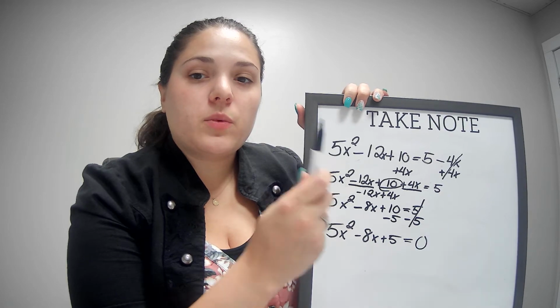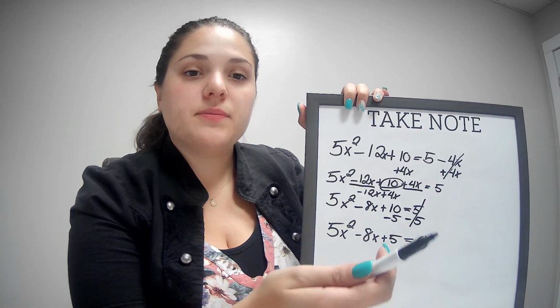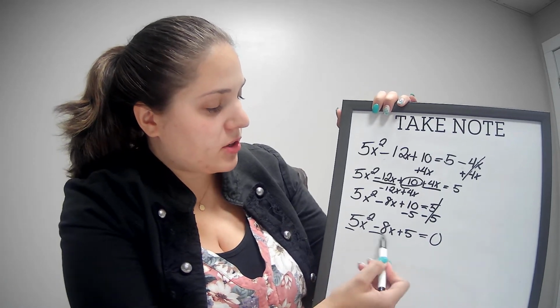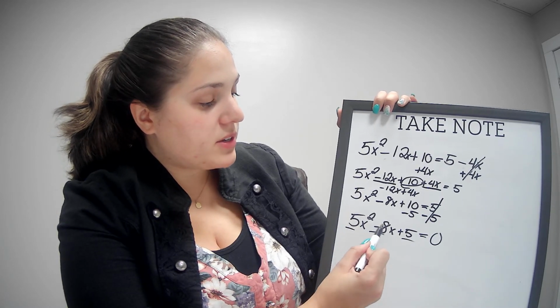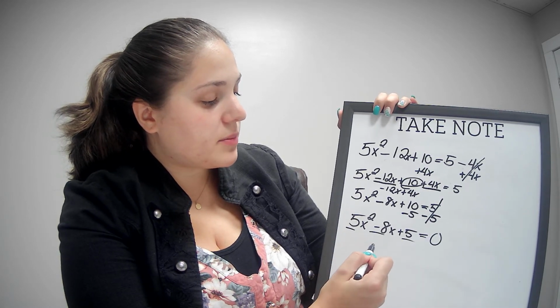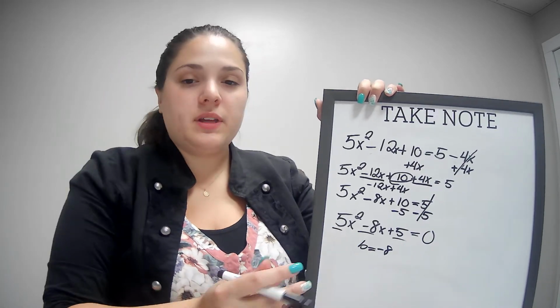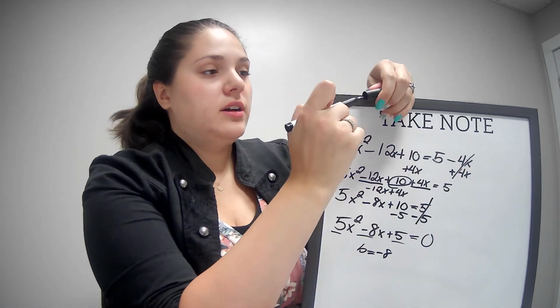So can we label our terms now? Can we label A? Can we label B? Can we label C? Absolutely. Here's our A term, our B term, and our C term. But remember, this B term is not positive, it's negative, so we need to make sure that B is equal to negative 8. Okay? All right, so we've done a couple examples here.